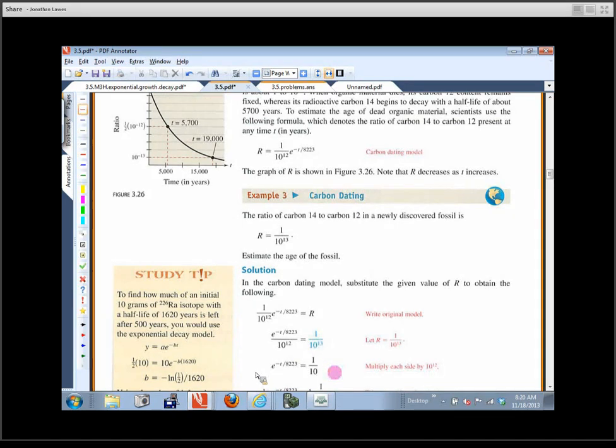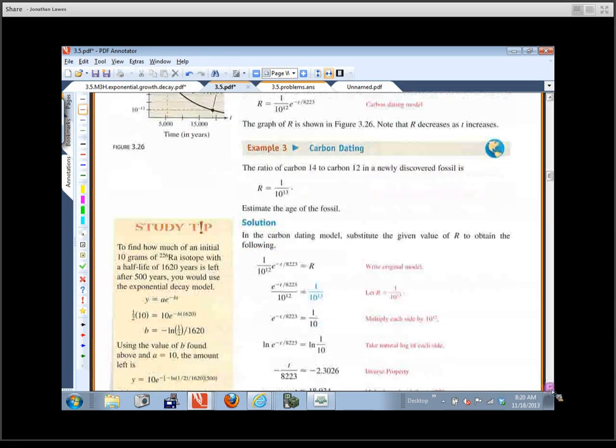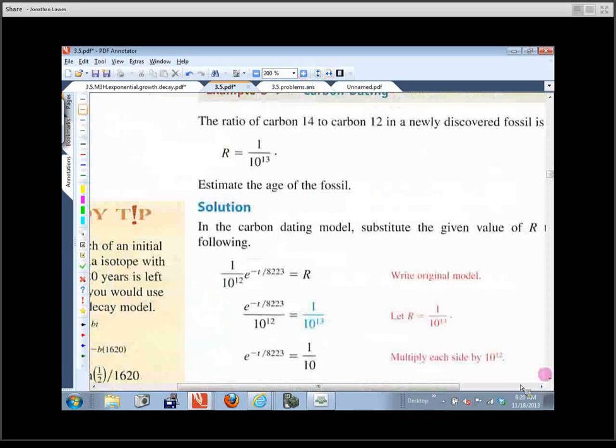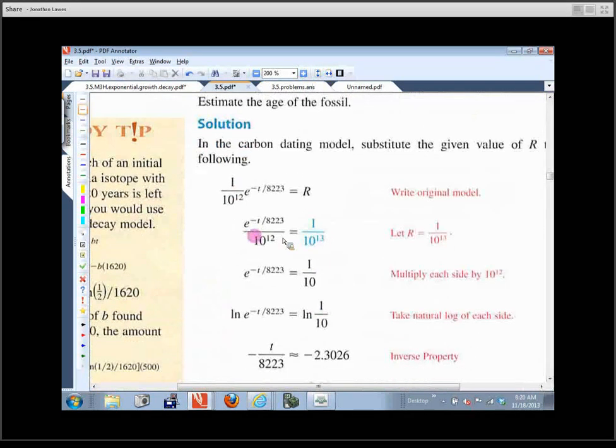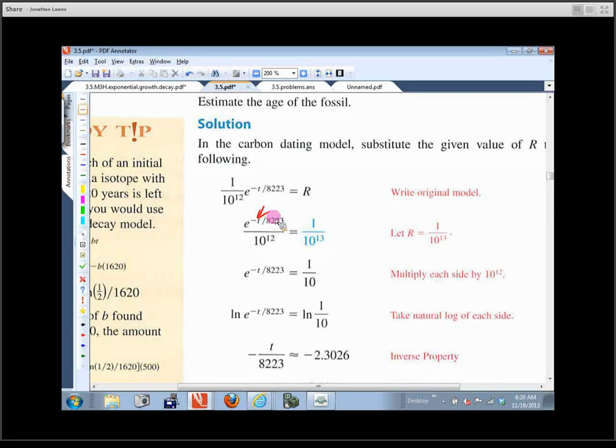This looks absolutely awful, but let me zoom in on this. If we've got to solve for that t right there, what's the first thing we'd want to do? We talked about this last week. We'd want to isolate the variable term. Here's the term with the variable. So the first thing I'd want to do is get rid of dividing by 10 to the 12th. How do you get rid of dividing by 10 to the 12th? Times by 10 to the 12th.